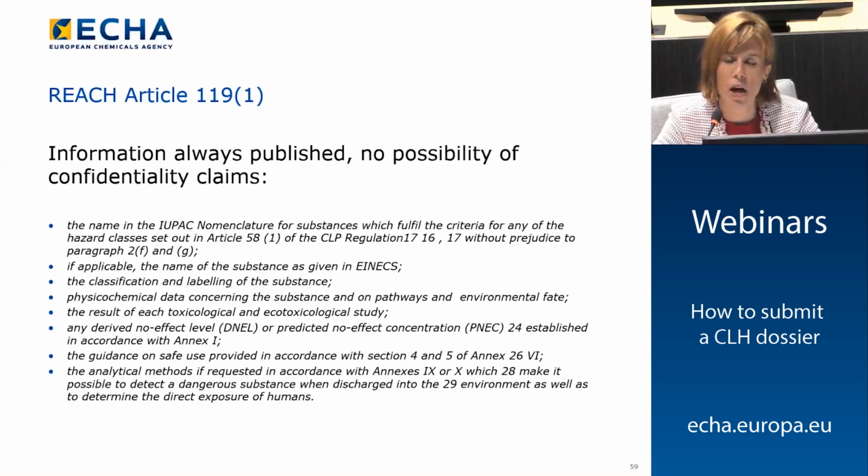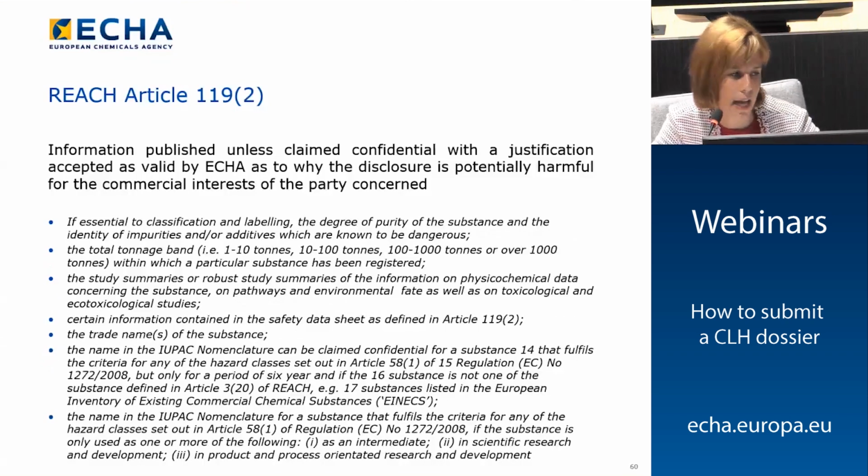In terms of the type of information that can or cannot be claimed confidential, the CLP regulation makes a specific reference to the criteria established in the REACH regulation, and in particular to the provision of Article 119 and Article 18, paragraph 2. So it's important to consider that REACH foresees, let's say, 3 types of information according to the so-called confidentiality status.